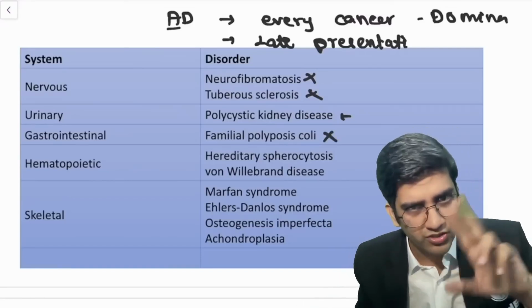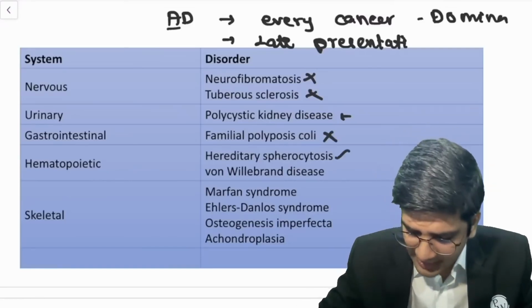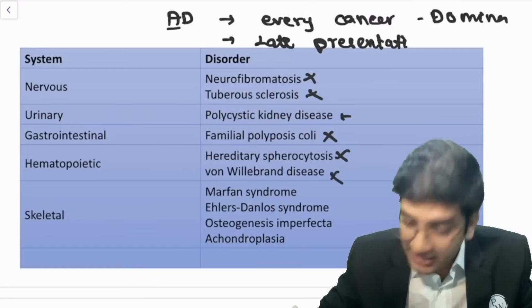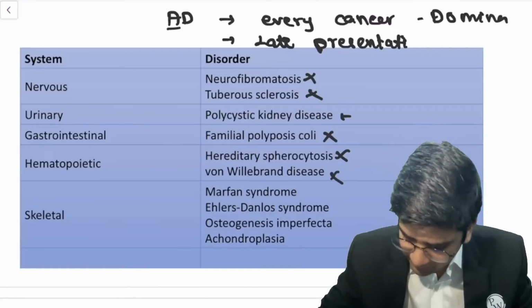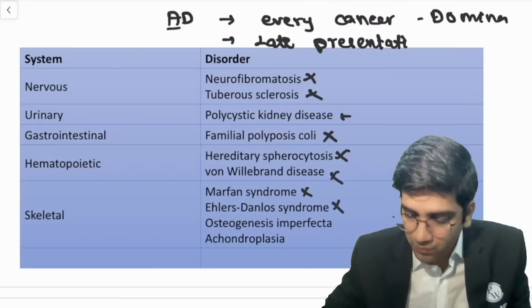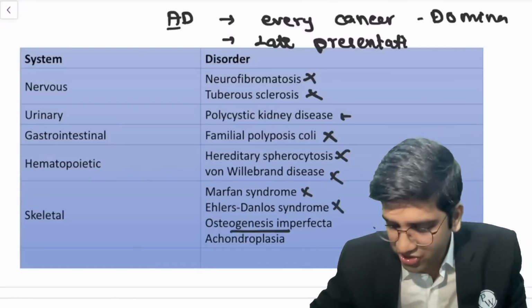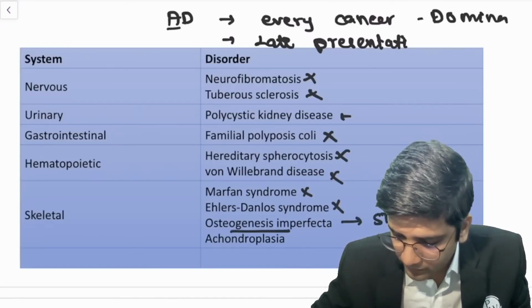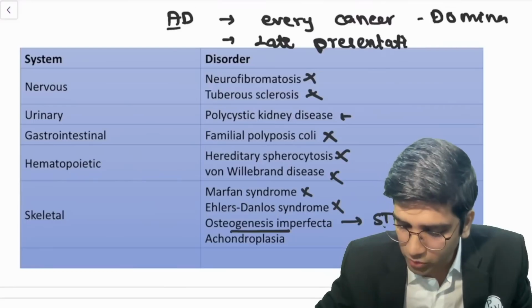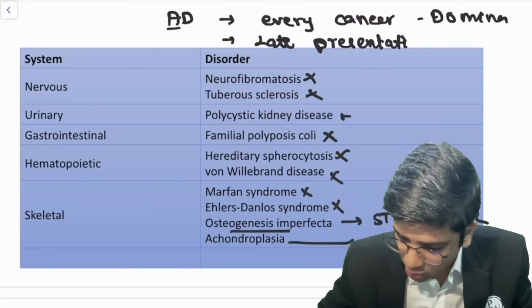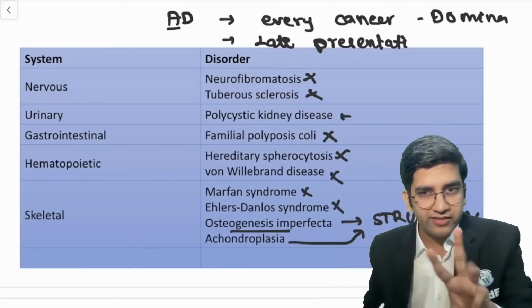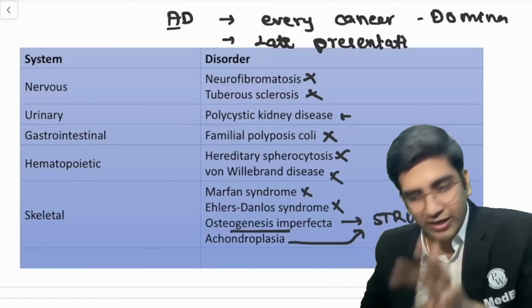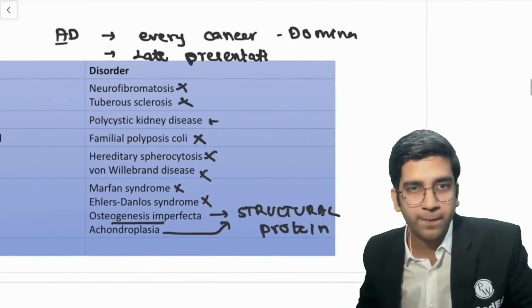I can take care of this. Familial adenomatous polyposis, cancer syndrome. Late presentation. Von Willebrand, late presentation. You must have read that it presents in pregnancy, late presentation. Marfan's, late presentation. Osteogenesis imperfecta, it's a structural protein. That's the third clue, right? Achondroplasia, structural protein.